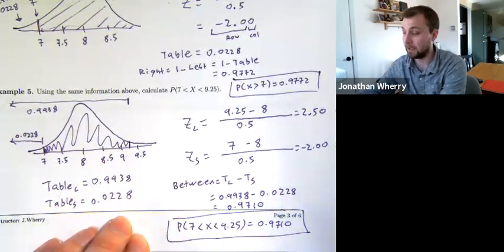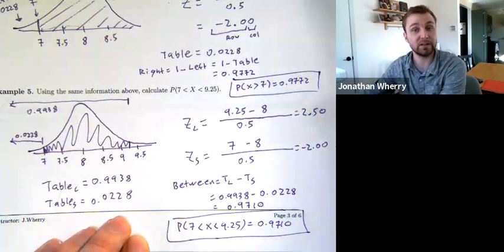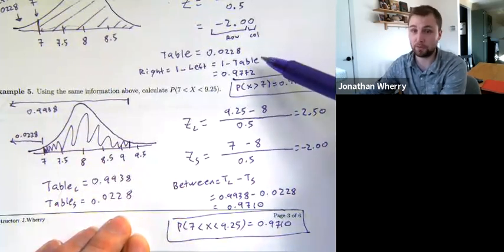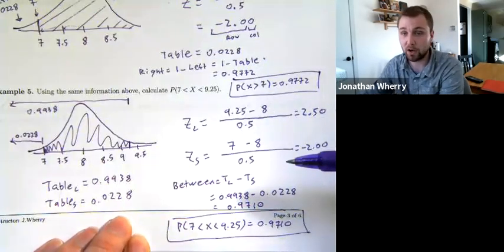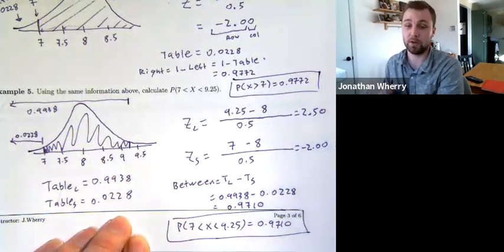Okay, again, if it's shaded to the left, I'm using the table value. If it's shaded to the right, I do 1 minus the table value. And if it's between two numbers, I'm going to take the large table value and take away the small table value.